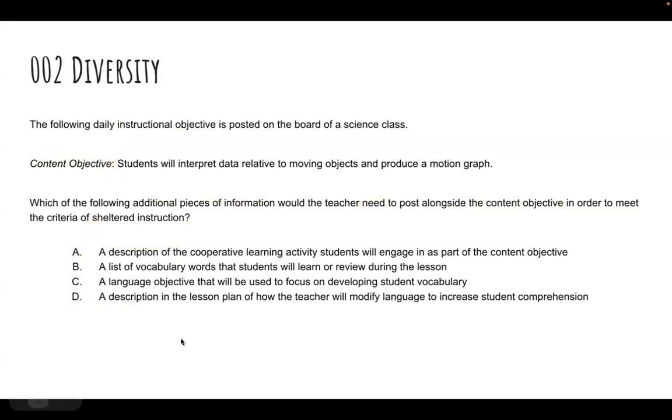I'm sorry, what was sheltered instruction again? What did that mean? Guys, if you're going to be talking off screen, please mute yourselves.